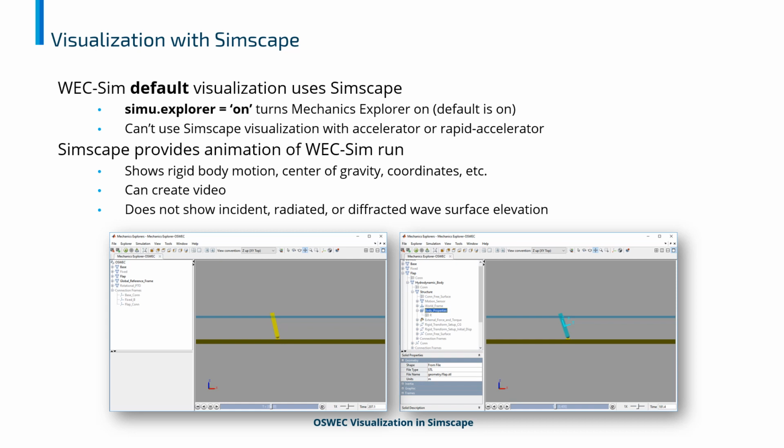This animation does not show the incident, radiated, or diffracted wave surface elevation, so you don't really have that context between the body motion and the wave elevation and wave motion. But it does at least show you the basic body motion and allow you to see a little bit of that reaction and response that's happening.